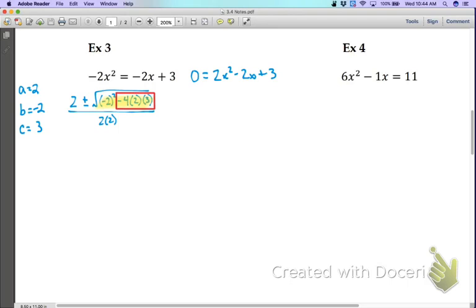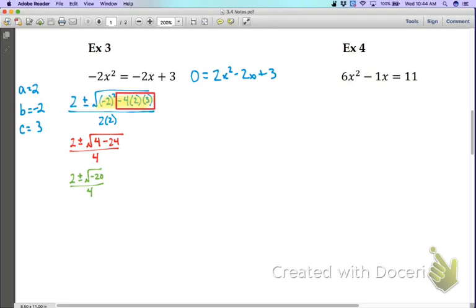So I have 2 plus or minus the square root of 4 minus 24, all over 4. So what's 4 minus 24? Negative 20. Okay, so it's 2 plus or minus the square root of negative 20 all over 4.